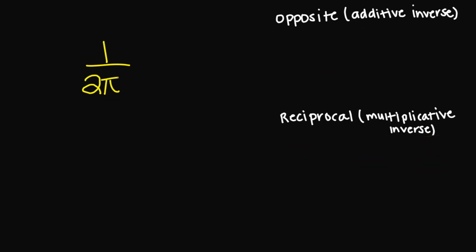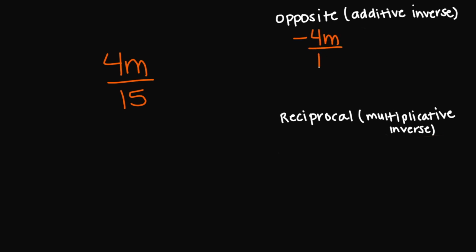1 over 2 pi. The opposite of 1 over 2 pi is going to be -1 over 2 pi. This is your opposite here. And then the reciprocal, if you flip your numerator and denominator, your reciprocal here is just going to be 2 pi. Let's look at this example here. 4m over 15. The opposite is going to be -4m over 15. And then the reciprocal here is going to be 15 over 4m. And this is going to be your answer when you flip your numerator and denominator.